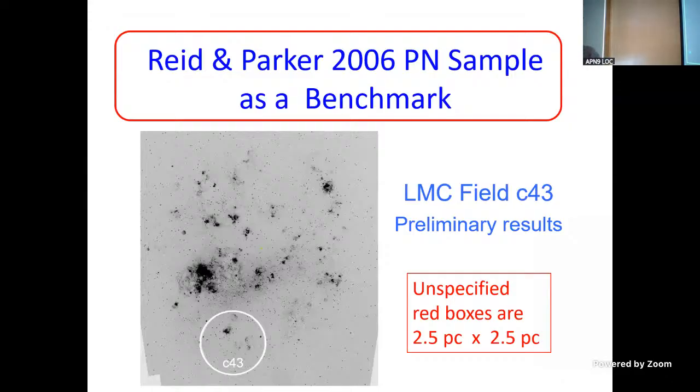Reid and Parker in 2006 did a planetary nebula sample, so we used it as a benchmark. That was the best catalog of planetary nebulae in the Large and Small Magellanic Clouds. The Large Magellanic Cloud is a very large galaxy, so many fields. What I'm going to show you is only one field. I've only done this one.